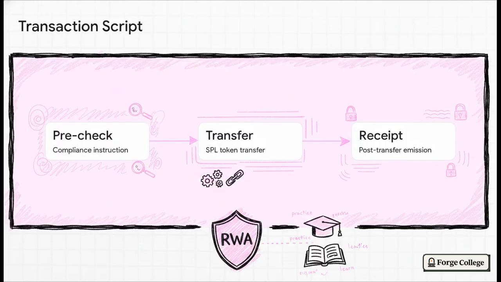Step 2, the SPL token transfer instruction. And Step 3, the post-transfer receipt instruction, all of them bundled together.